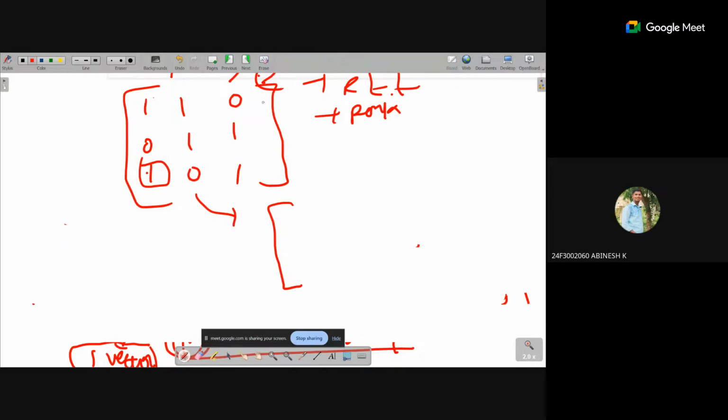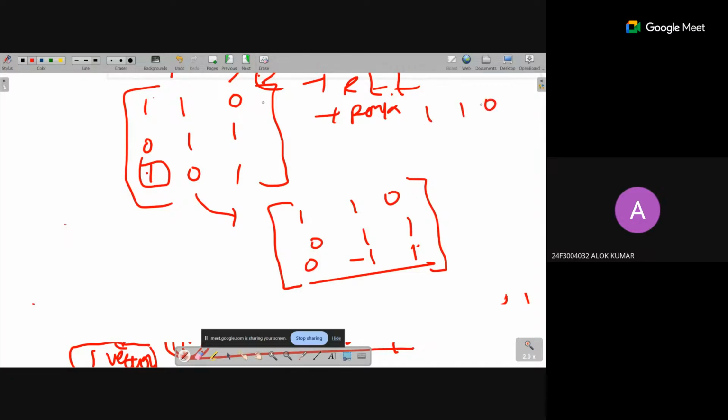R3 minus R1. Either by doing R3 minus R1 or R2 minus, so R3 minus R2. So I will get 1 minus 1 0, 0 minus 1 minus 1, and 1 minus 0, basically 1. Right. So 0 1. Now subtract R3 with R2. Then we will get 1 1 0, 0 1 1, and now 0 0 and 2. Now is this row echelon form?